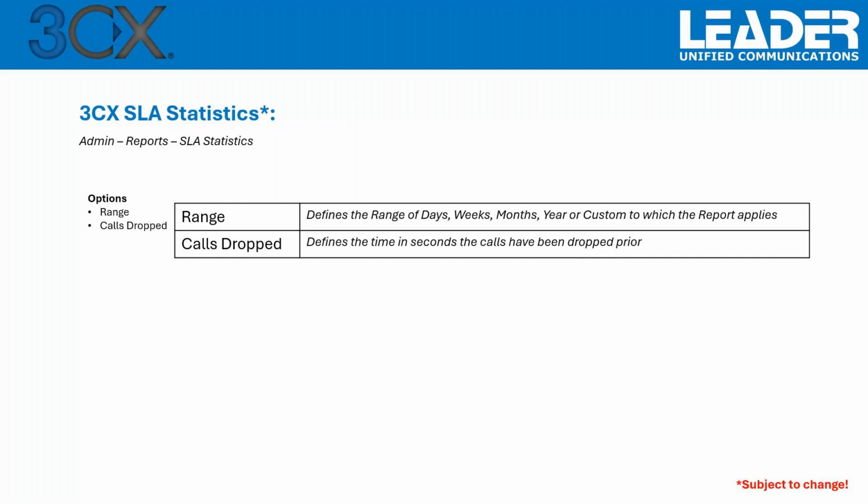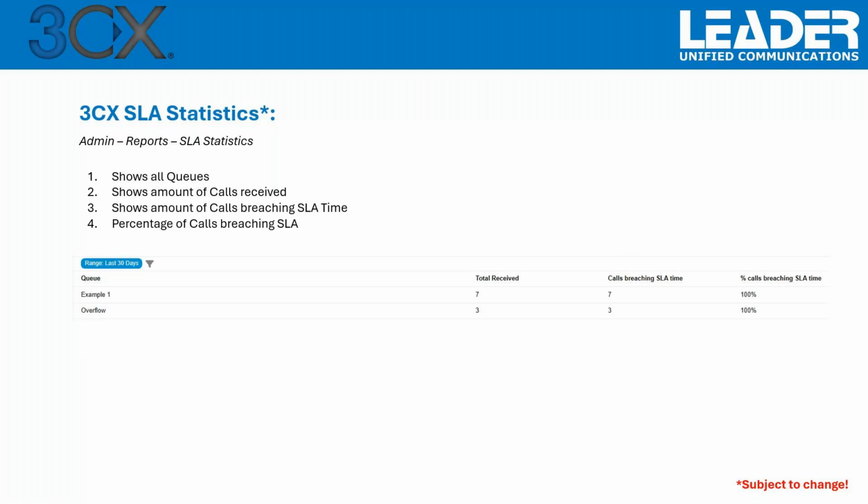SLA statistics, we have a range and calls dropped. Calls dropped defines again the time in seconds the calls have been dropped prior. So from that perspective, we would exclude there the calls that are dropped in too short a time to react. Then we see here we have 100% calls breaching SLA time. We see the amount of total calls received. Calls breaching the SLA time, of course, comes down to how the SLA time is set on that system. And then we would see there, of course, a different percentage of the SLA time breach if we would actually answer the calls and not just try to show people what is actually shown there in that report.